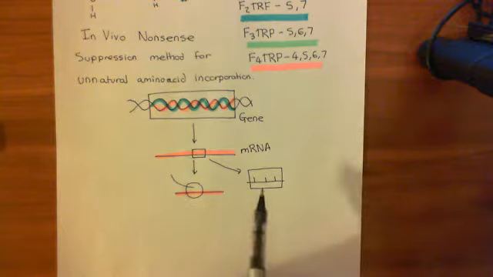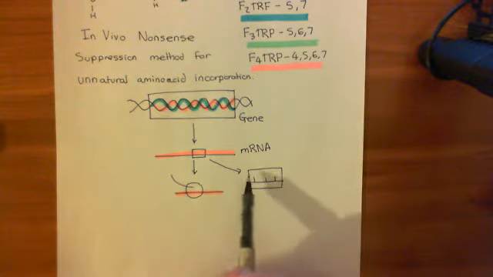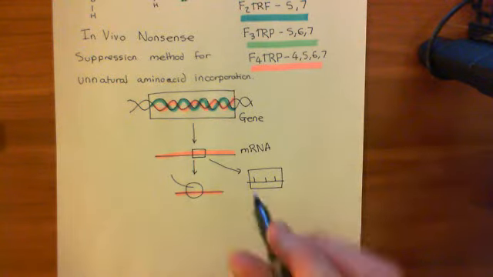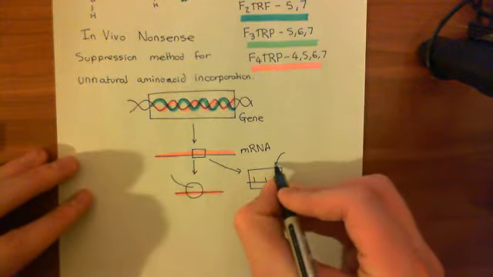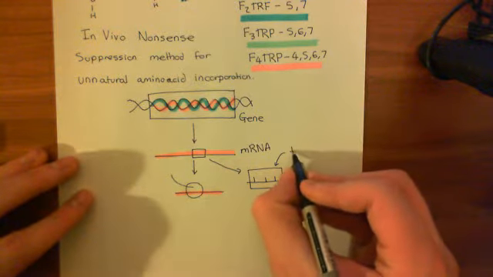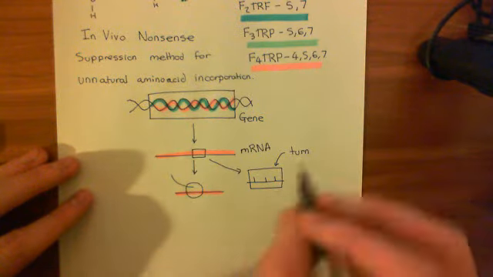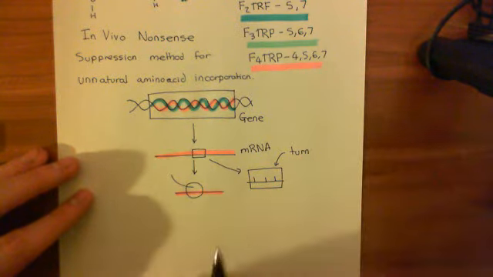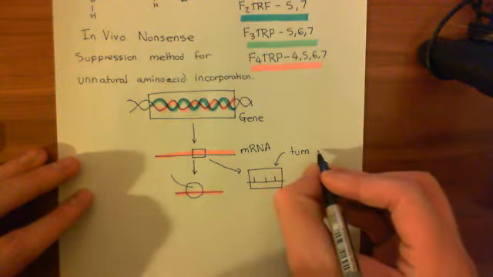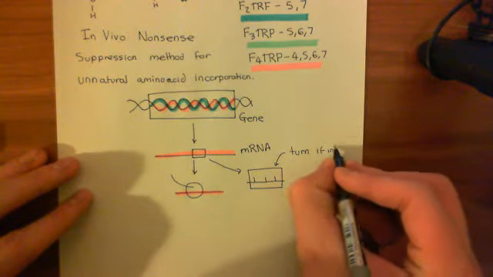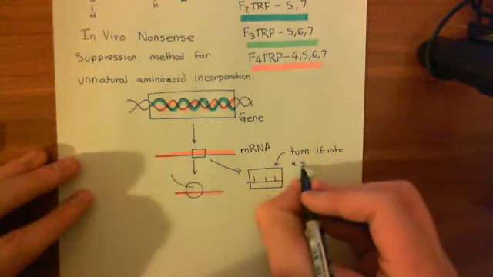So what we do is we alter this codon. We turn it into a stop codon. And you might think, what on earth? But there's an ingenious point coming. So we turn it into a stop codon.